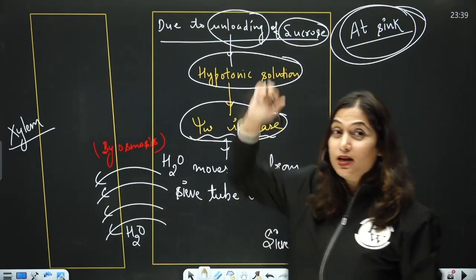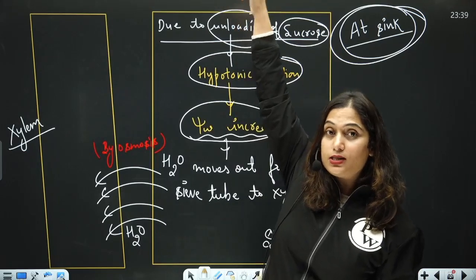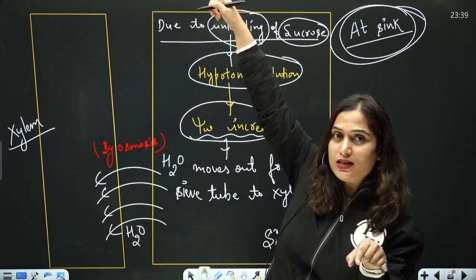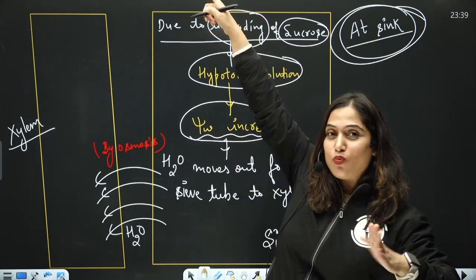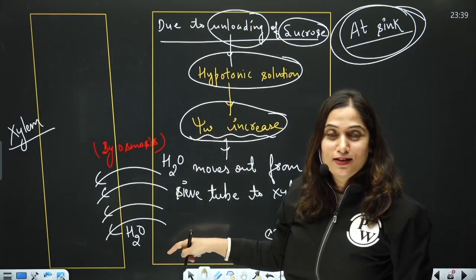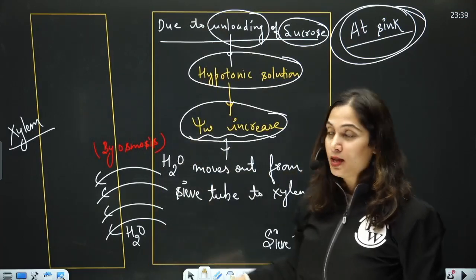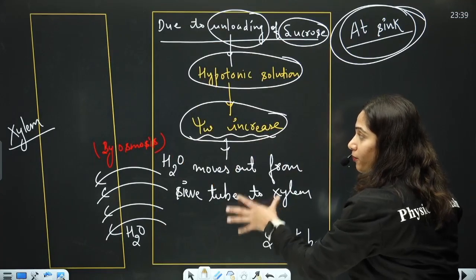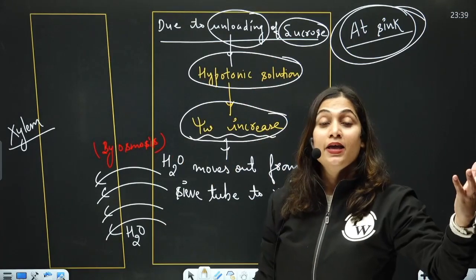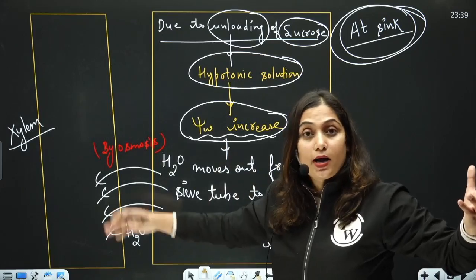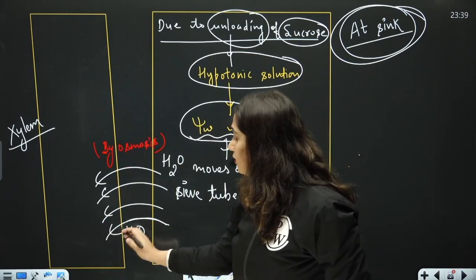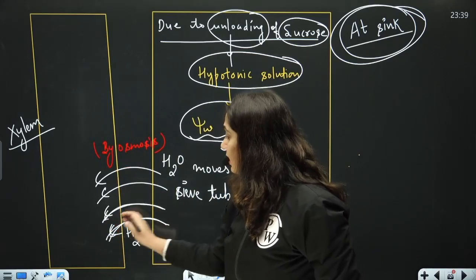And remember, at the leaf, the sieve tube borrowed water from xylem. Now this is the time to give back that water to the xylem. So at the sink point, that is, at the root, because the water potential in the sieve tube has become high because the sucrose has gone out, the sieve tube will return the water it has taken from the xylem.